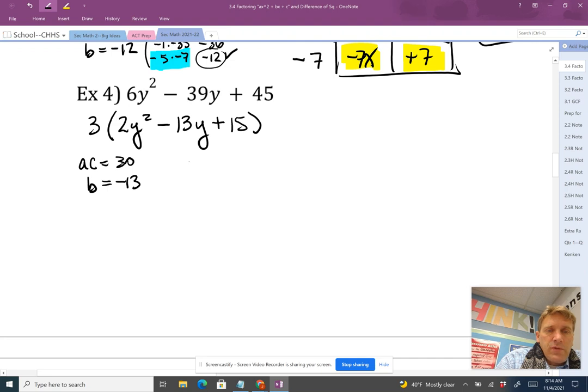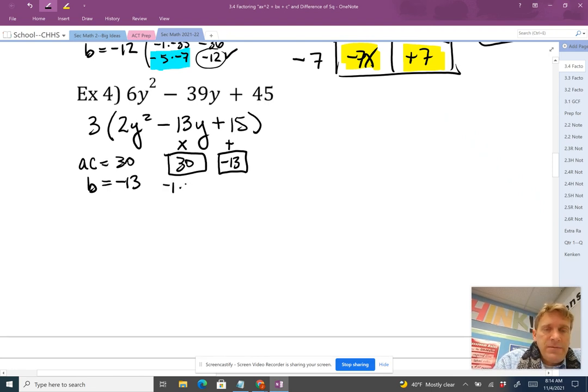So I'm going to write 30 in a little box here. Multiply. Remember, we're multiplying for that 30. And B is 13. So negative 13. And we're going to add to that. So that means both numbers have to be negative to get negative 13, excuse me.